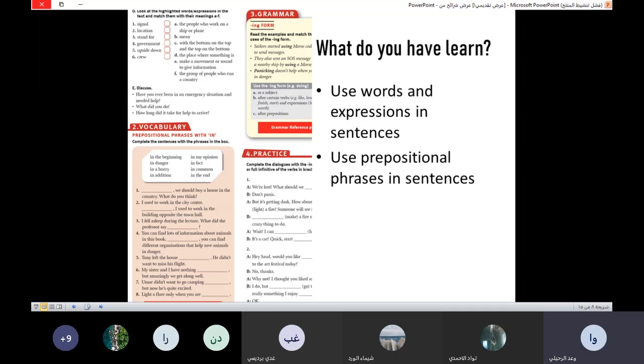can you see those words? Also, you need to know how to use them in sentences. Sign up, location, stand for, government, upside down, and crew. Do you know the meaning of government? Also, you will hear this word more now in the news. حكومة. Yes. What about signal? إشارة. Yes, thank you.